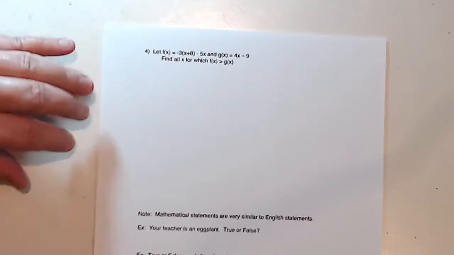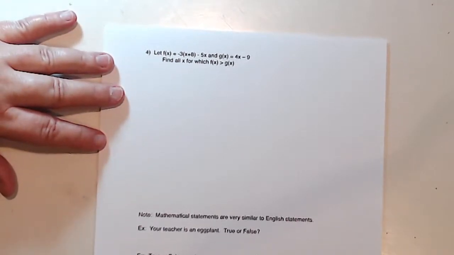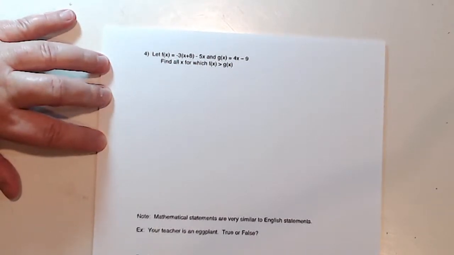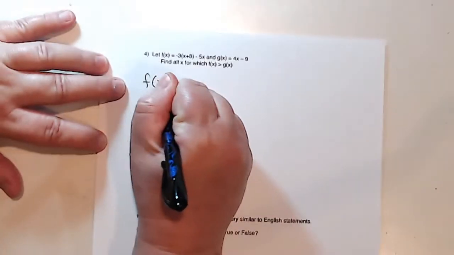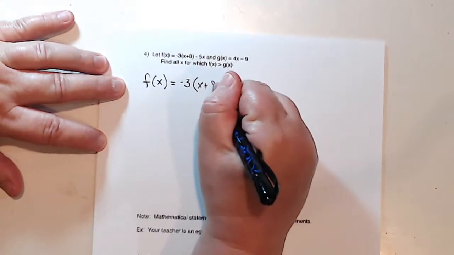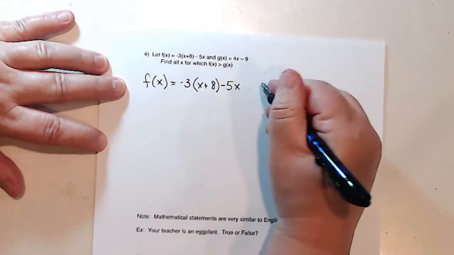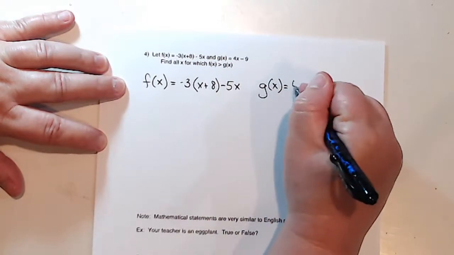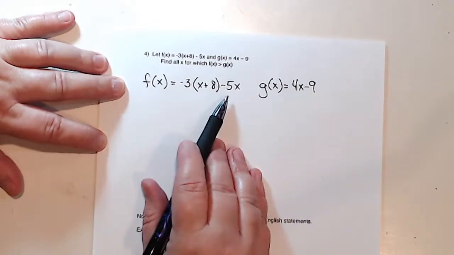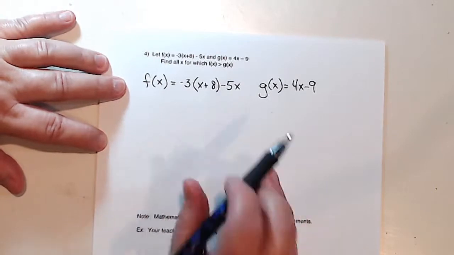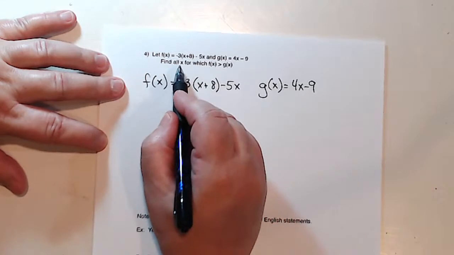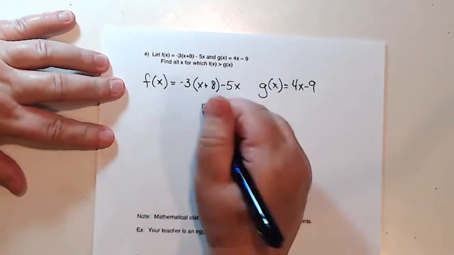But here we go. Now, this is an exciting problem. This is supposed to be very, very difficult. It hopefully is not actually, but it's going to look very difficult. It says, let f of x, oh my gosh, we've already got function notation. f of x equals -3 times the quantity x plus 8 minus 5x, and g of x equals 4x minus 9. It's slightly easier. This one's got its stuff together. You are supposed to find all x for which f is greater than g.